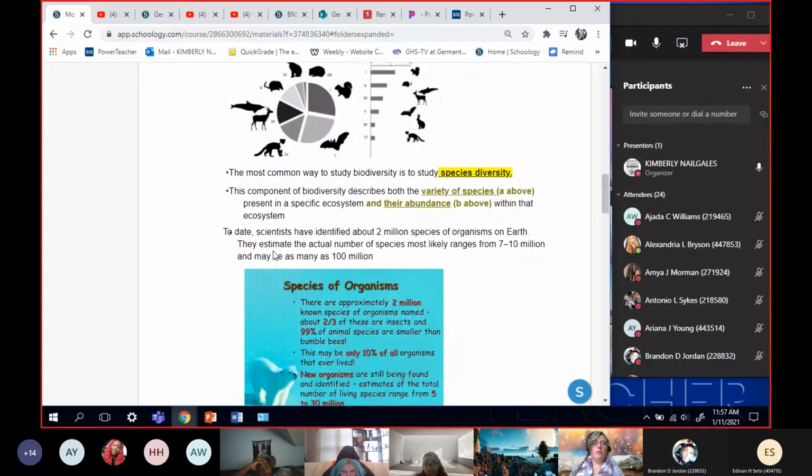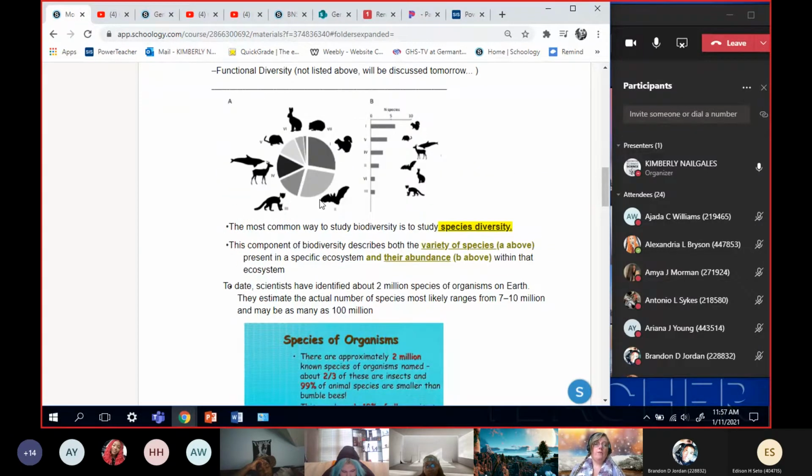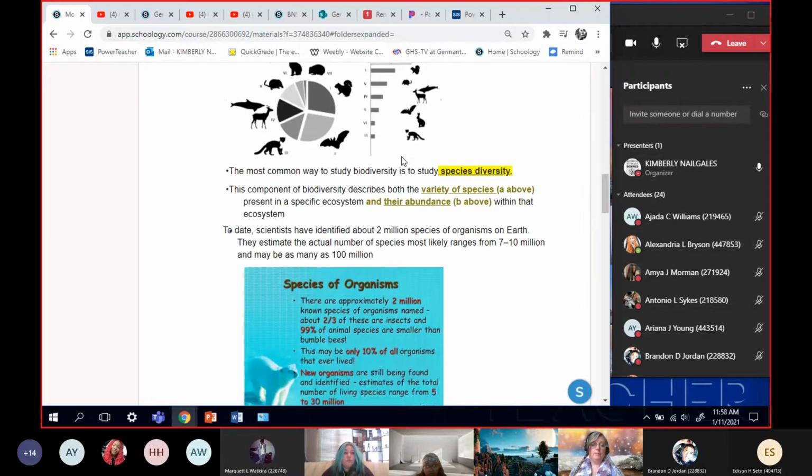All right, so let's start off with the first one, and the most common one is species diversity. Looking at your 2 pictures right here, this one is the variety of animals that live in an ecosystem, and this must be a coastal ecosystem because there's a dolphin right next to the rabbits and the deer. But this is the variety of organisms that live here, and this other side is the abundance. How many of them are there? So there are 2 parts of species diversity: the variety of animals that live there and the abundance of those animals. How many are there? Okay, so those are the 2 parts of species diversity.